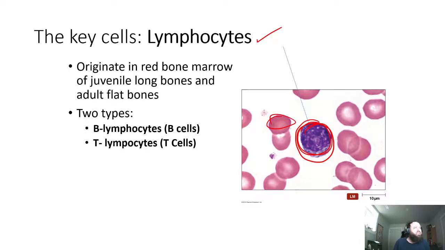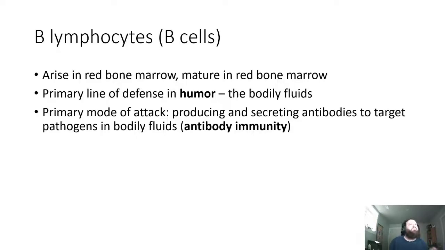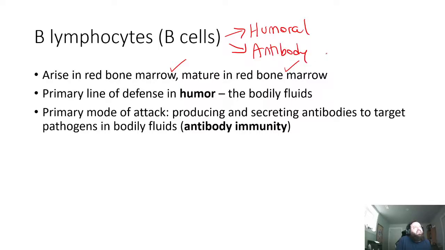B and T cells look identical in this form. You wouldn't be able to distinguish between them. But if you were to zoom in and look biochemically on the surfaces of the cell, they would be quite different. And when they become activated, they can look and actually, of course, act quite a bit differently. B cells, or B lymphocytes, just quick factoids on them. They arise in the red bone marrow. They mature in the red bone marrow. They are the primary line of defense in the humor. So sometimes we call the B-cell mediated response the humoral response. And sometimes we call it the antibody response or antibody mediated.